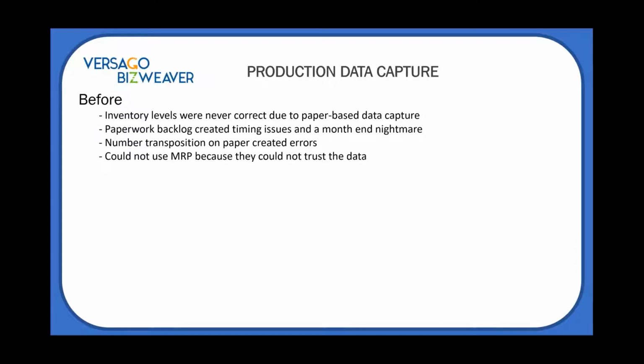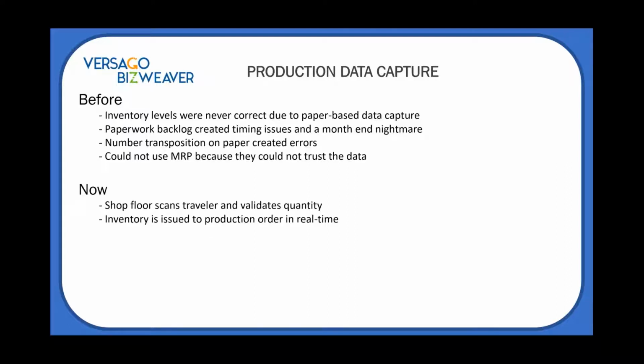So before, the inventory levels were never correct at the company that asked us to do this because everything was paper-based for data capture. The paperwork backlog created timing issues and a month-end nightmare. Number transposition on paper created errors, and this led to not being able to use things like MRP because they could not trust the data that was in SAP Business One.